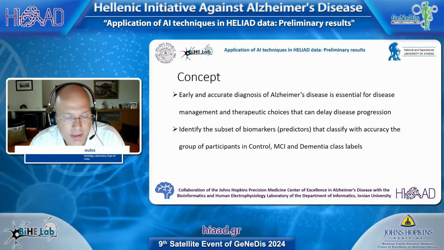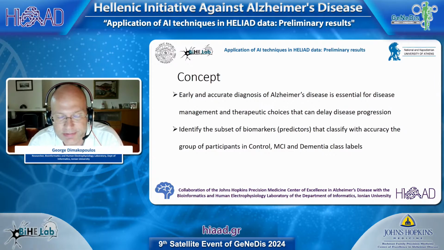Now we focus on 2 critical keywords of Alzheimer's disease: early and accurate diagnosis. A secure way to achieve early and accurate diagnosis is to identify that specific subset of biomarkers, also called predictors, that are strongly correlated with diagnosis, called the target or outcome variable, even at the early stages of the disease. Then we use AI techniques and make accurate predictions on new and unseen data.